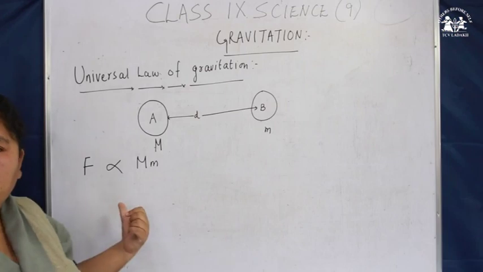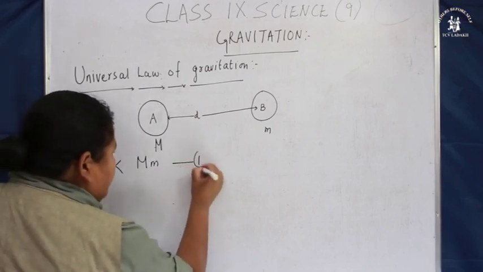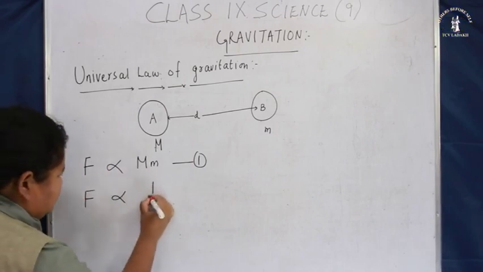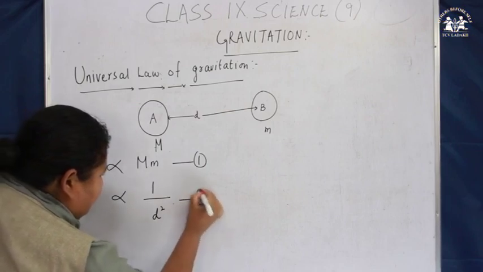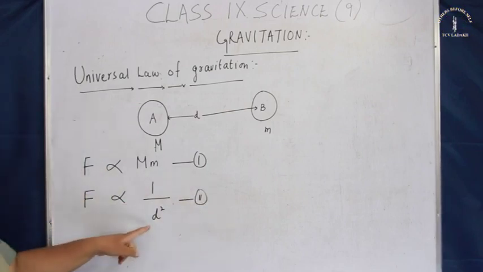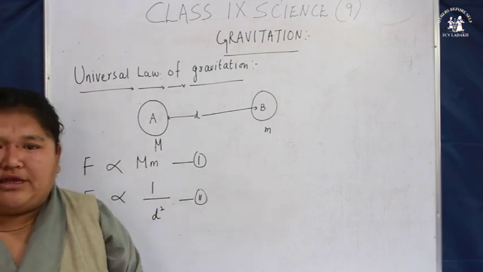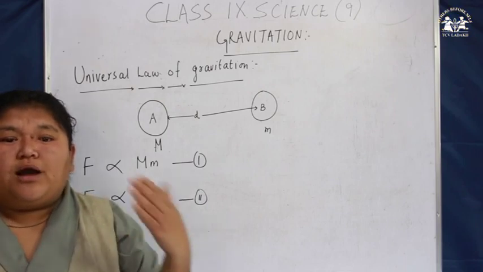So according to the universal law of gravitation, every object in this universe tries to attract another object with a force which is directly proportional to the product of masses and inversely proportional to the square of the distance between them. Inversely proportional: here, as distance increases, force decreases, and as distance decreases, force increases.